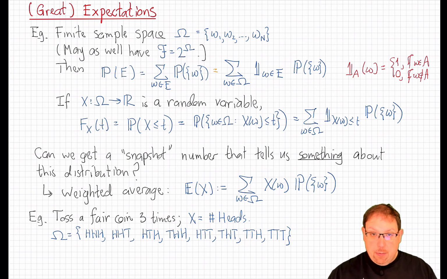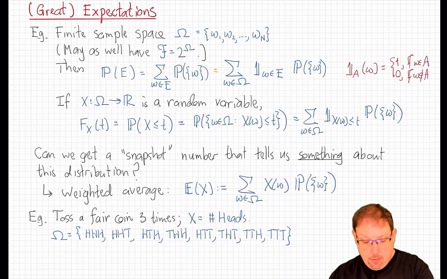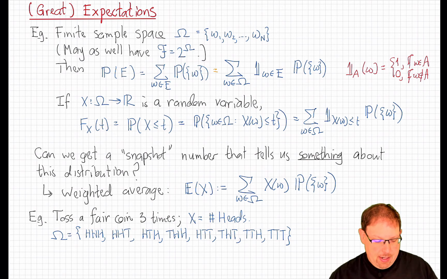But let's look at one simple example right now. Again, tossing a coin. To save time, I've only tossed it 3 times now. There are 8 possible outcomes when I toss a coin 3 times.